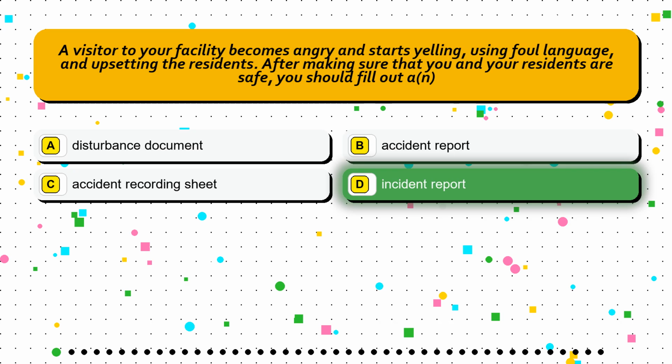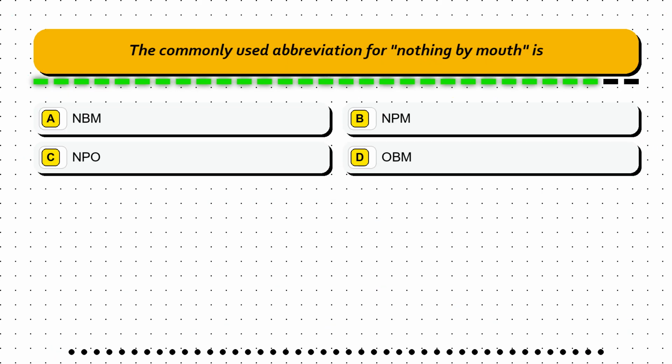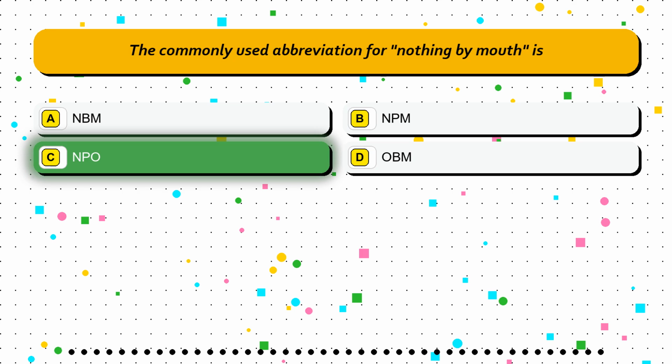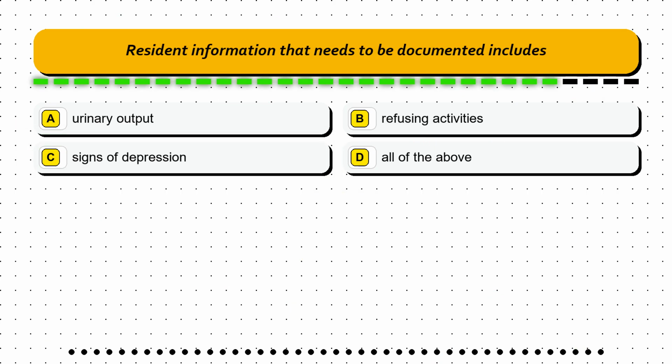The correct answer is option D, incident report. Question 26. The commonly used abbreviation for "nothing by mouth" is: Option A, NBM. Option B, NPM. Option C, NPO. Option D, OBM. The correct answer is option C, NPO. Question 27. Resident information that needs to be documented includes: Option A, urinary output. Option B, refusing activities. Option C, signs of depression. Option D, all of the above.